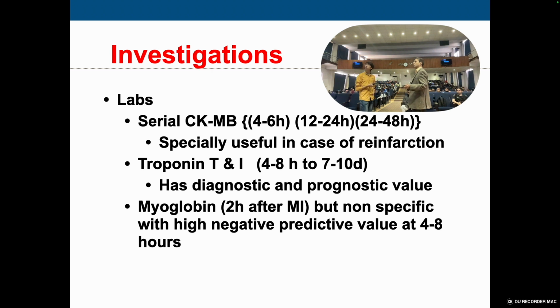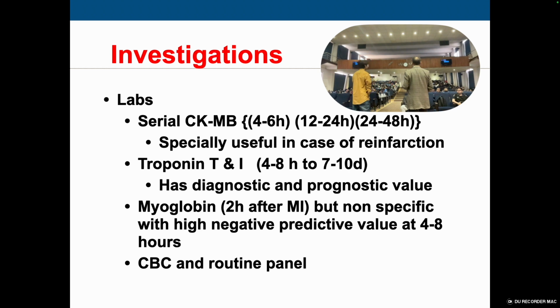But generally we do not do this test. We do these 2 tests. There are some other tests that were also used, like SGOT or LDH, etc., but they are no longer used in patients who present with acute coronary syndromes. And then you go for CBC and routine panels like liver chemistry, kidney chemistry, blood sugar, and electrolytes. You go for all these tests as well to see what is the situation of the systemic organs.